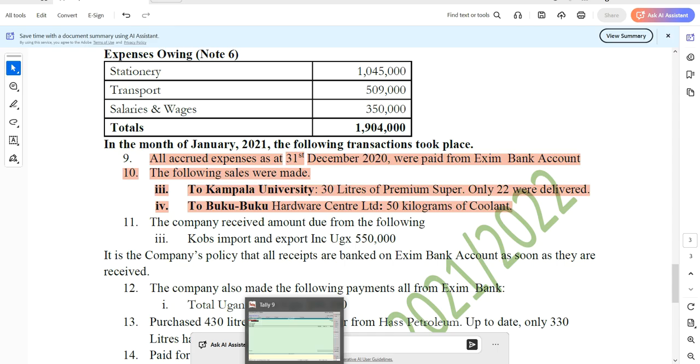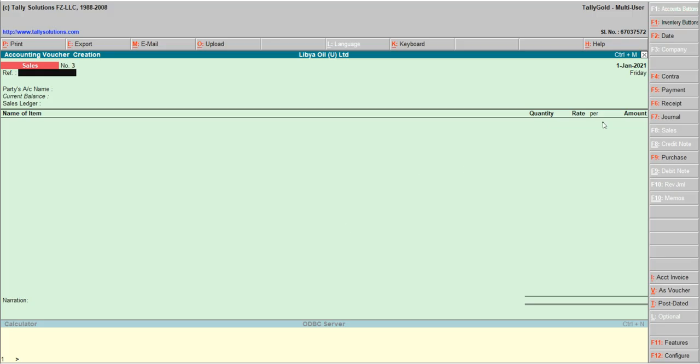So we need to use 22 liters, not 30. We have to use 22 liters, not 30. So we have to do some editing. Need to do some editing.